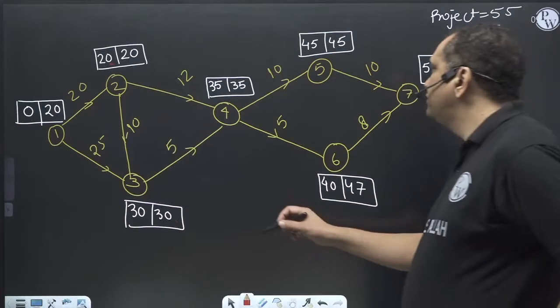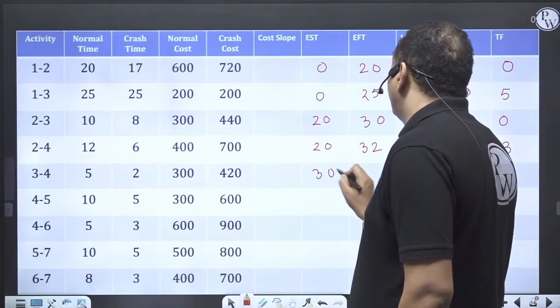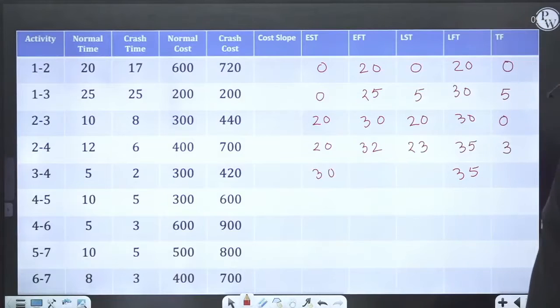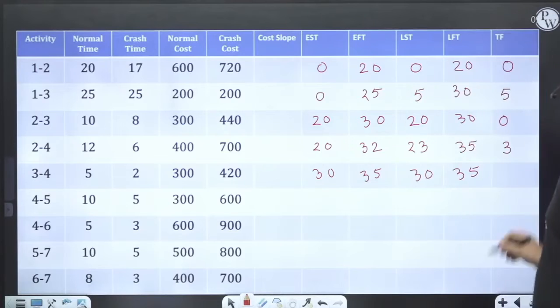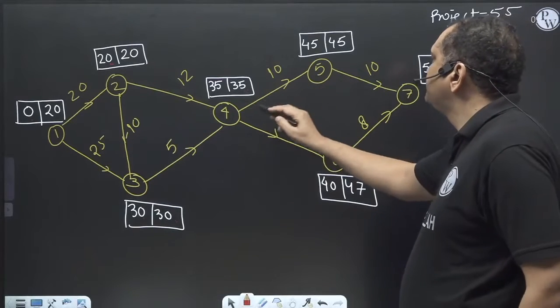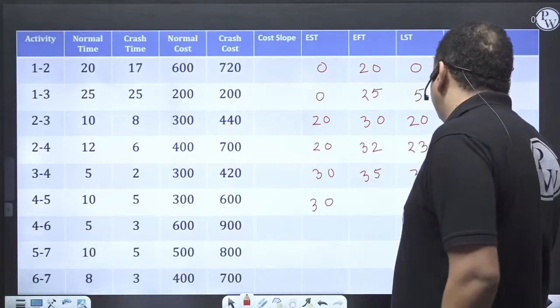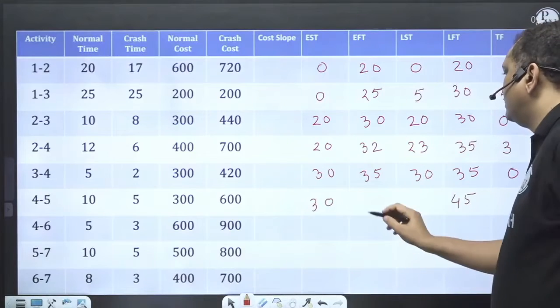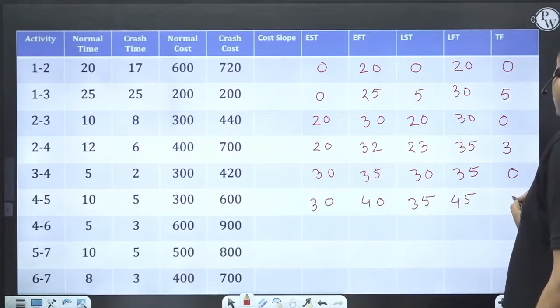Activity 3 to 4. 30 and 35. Tij is 5, 35, 30. So here also 0. Now 4 to 5, 30 and 45. Tij is 10, so this becomes 40 and this becomes 35. 35 minus 30 is 5.